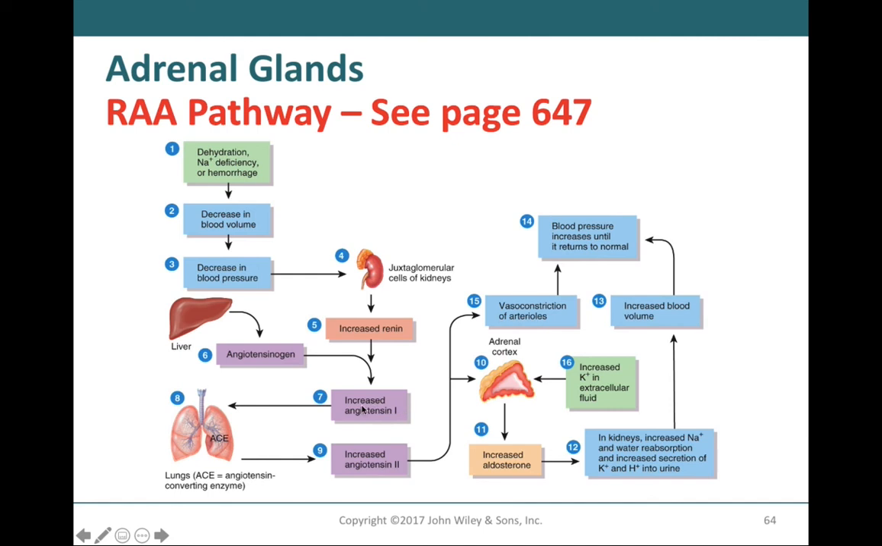Now, as this blood makes its way up to the lungs, specifically in the capillaries of the lungs, the endothelium of the capillaries in the lungs release another enzyme known as angiotensin converting enzyme, also abbreviated as ACE. Just as its name might suggest, angiotensin converting enzyme is going to convert angiotensin 1 into angiotensin 2.